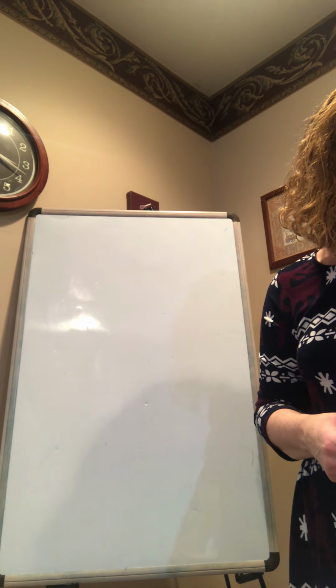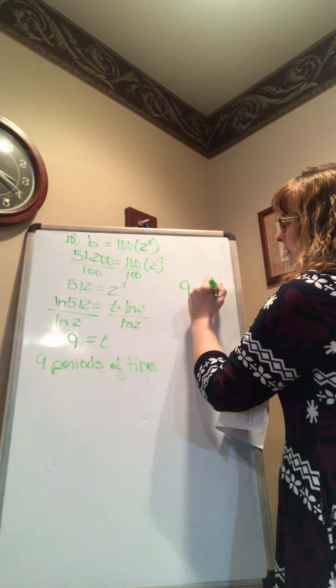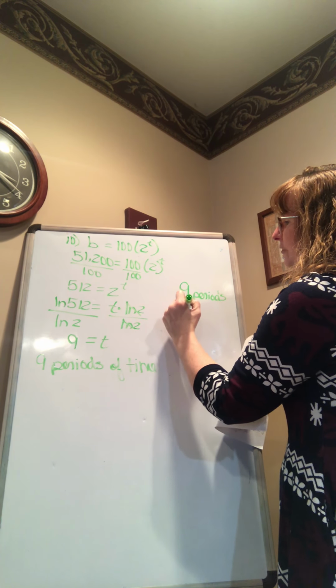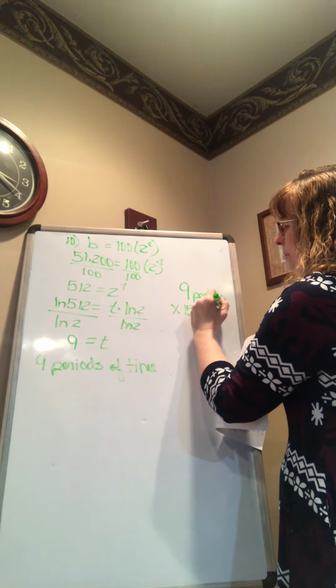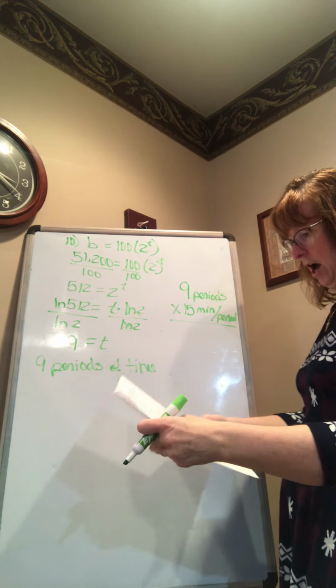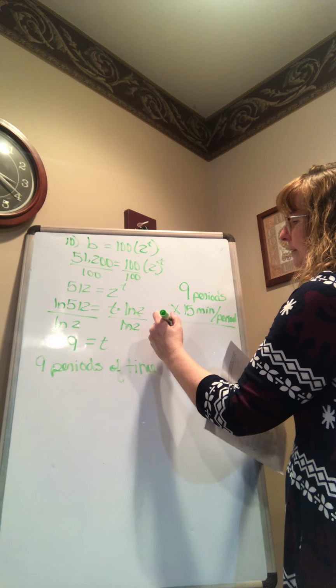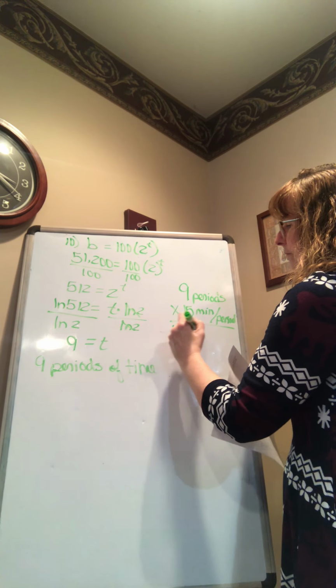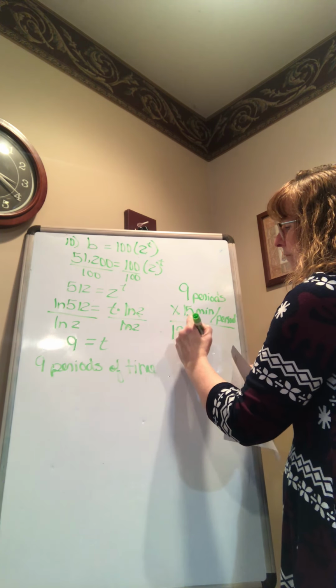See, this one, the wording was really tricky because they said now each period of time is 15 minutes long. So now if you have 9 periods times 15 minutes per period, you are going to have 135 minutes. A little tricky. Again, a lot of times it's all about the grammar, making sure that you fully understand the problem.